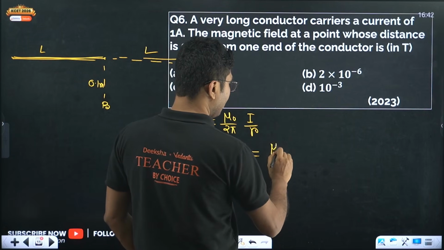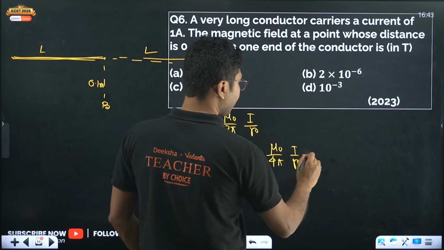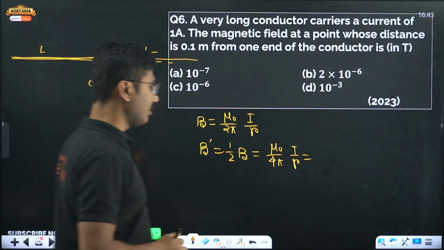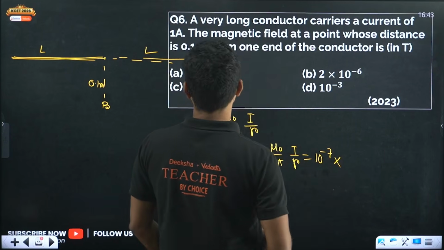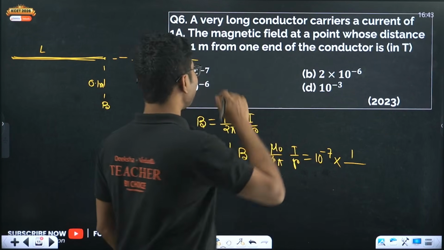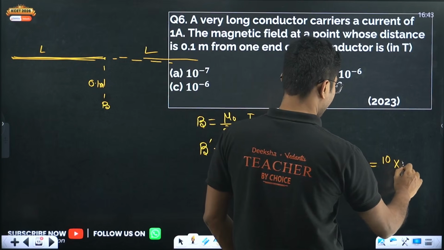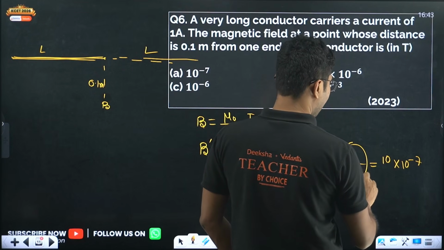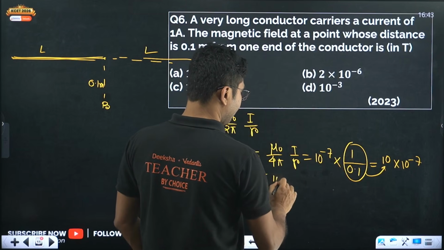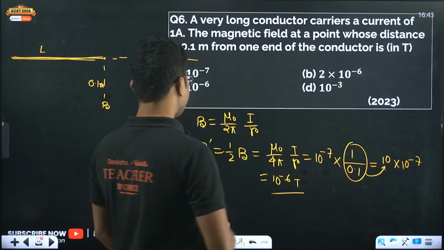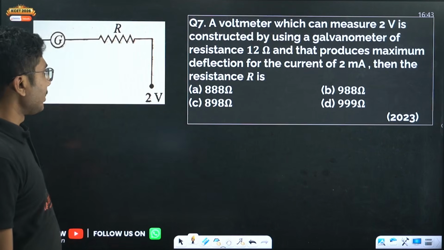So here you will get mu naught by 4 pi I upon R. This is not a general formula, this is a very special formula for this case only. So mu naught by 4 pi is 10 to the power of minus 7. Current given here is 1 ampere and the distance is given 0.1 meter. So that will be 10 into 10 to the power of minus 7, 1 by 0.1 is 10. So 10 into 10 to the power of minus 7 or 10 to the power of minus 6 Tesla. So answer is 10 to the power of minus 6 Tesla. Option C is correct. Now let's move on.